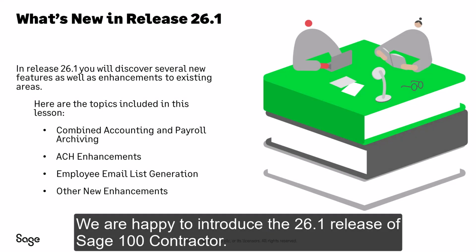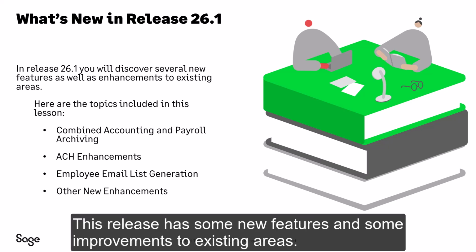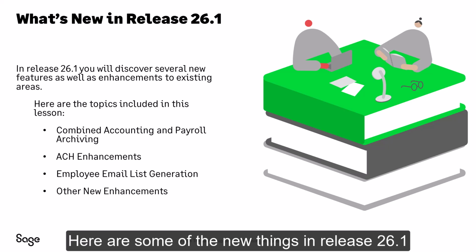We are happy to introduce the 26.1 release of Sage 100 Contractor. This release has some new features and some improvements to existing areas. Here are some of the new things in Release 26.1.